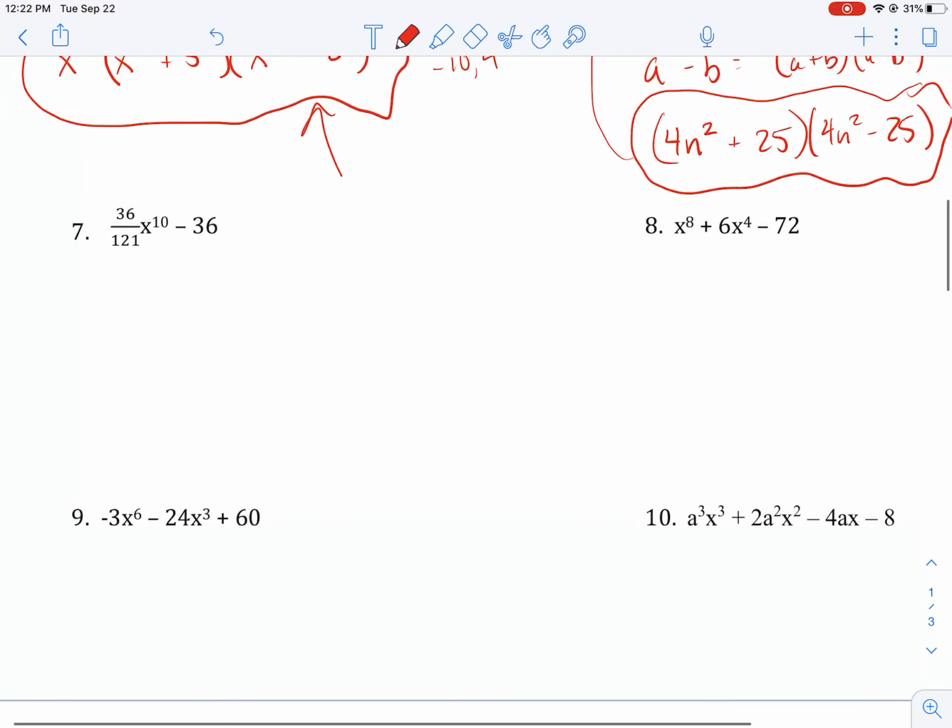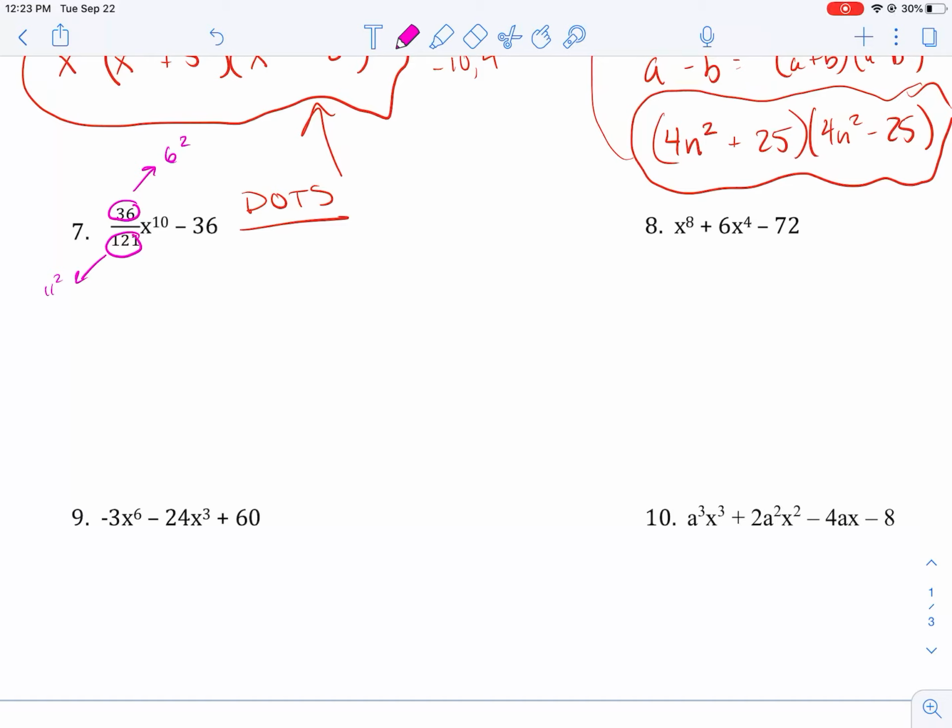Got 4 more problems. So number 7. All right. Might not seem obvious again, but this is also a difference of two squares problem. You guys are thinking there's a fraction there. Okay. So let's talk about that fraction. Is that a perfect square? Is that a perfect square? This is actually 6 squared. This is actually 11 squared. So this is still a square number.